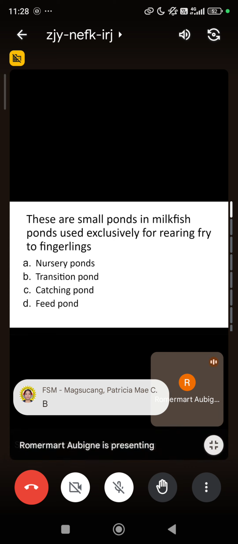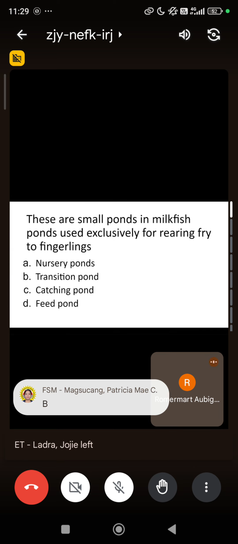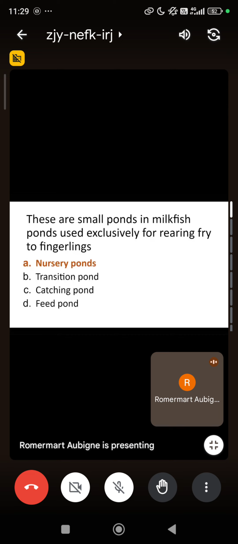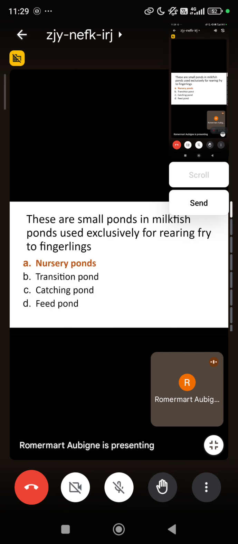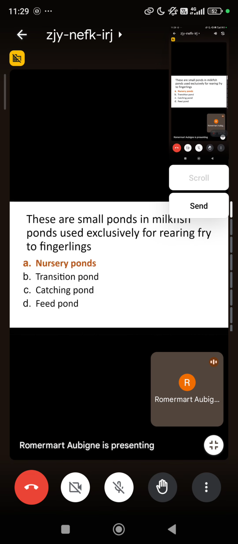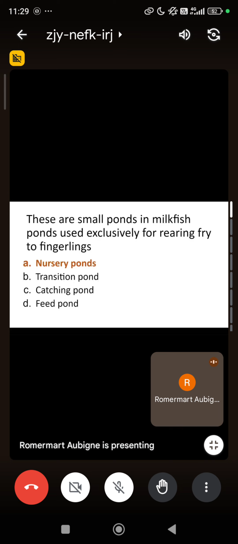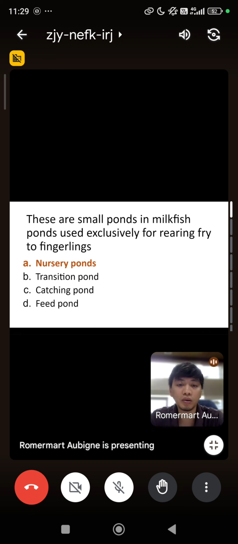The correct answer is nursery pond. We call a nursery pond a shallow pond used to raise fish from eggs or fry to fingerlings. The pond is typically stocked with a high density of fish and may be equipped with special devices to maintain water quality and temperature. Then, after the nursery pond, we have the transition pond.